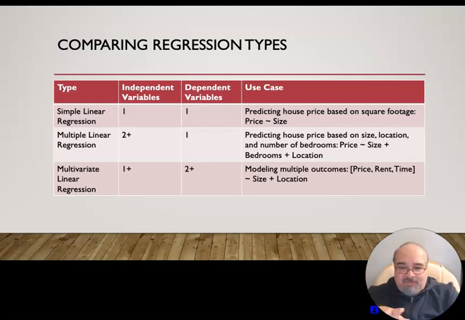So these different use cases and the different kinds of regressions can get a little confusing. Hopefully, a table like this will help you find the differences, or at least summarize the differences between things like simple linear regression, multiple linear regression, the number of independent and dependent variables, and the multivariate linear regression approach as well.